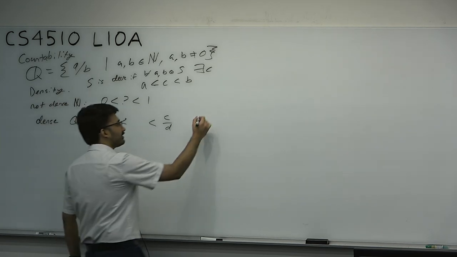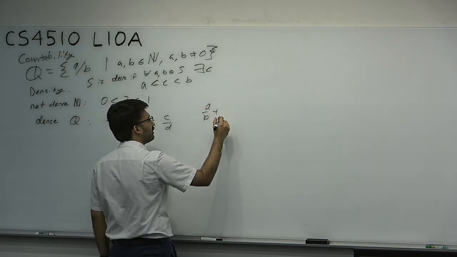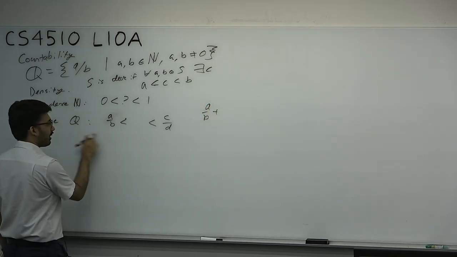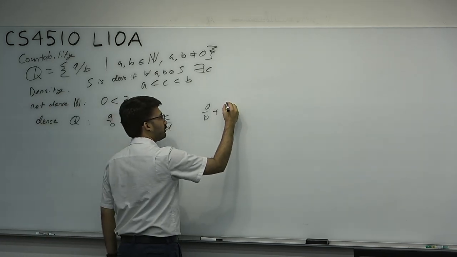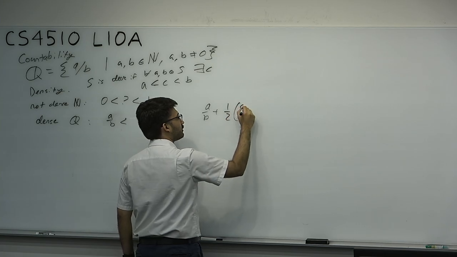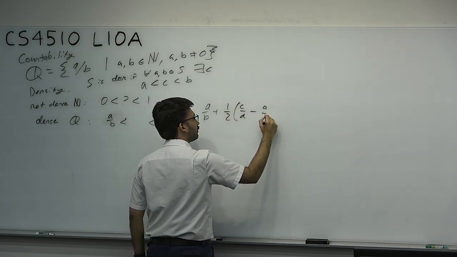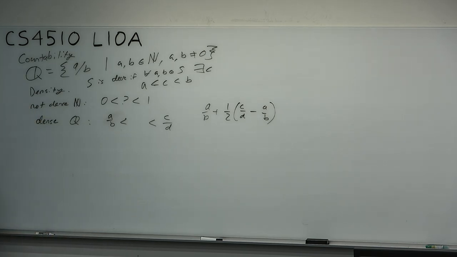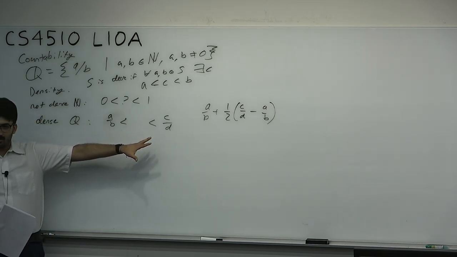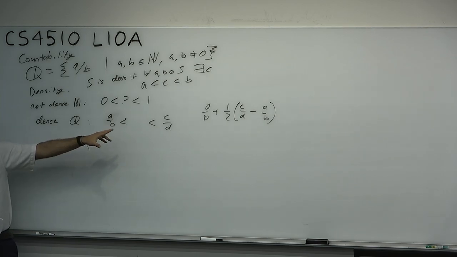Do I have to work it out? It's A over B plus... If this was a number line, A over B gets you to here. We want to go halfway between these two, so we're going to do 1/2 of C over D minus A over B. That is the average of the two rationals, the midpoint between those. I don't want to work that out anymore, but you could believe that if I did, that would give me a rational number.